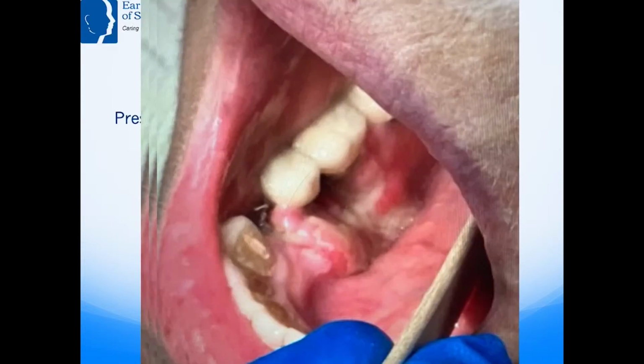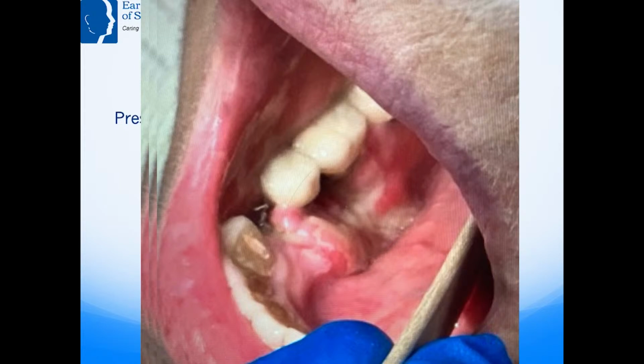So the next few slides include clinical pictures. You're looking at a 72-year-old female with a non-healing ulcer in the right mandibular gingivolingual groove. You could see that there was an ulceration right in the gingiva surrounding their dental implants.